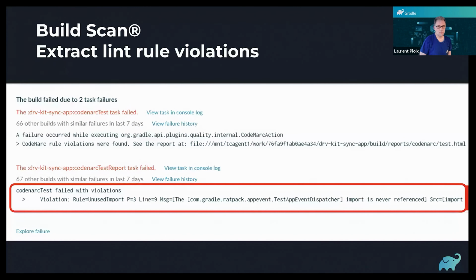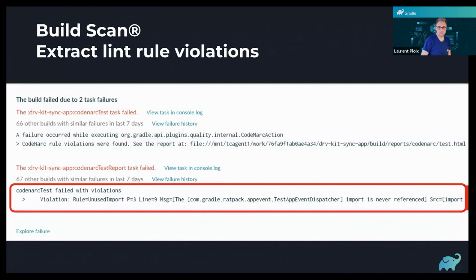In the case of code quality tools or linting, we can extract, again, the rule violation, which can be far apart from the error message. And we show you exactly what the problem is, the rule violation, for this linting process. It would have taken a lot of time to look into the long log file to find the same problem.